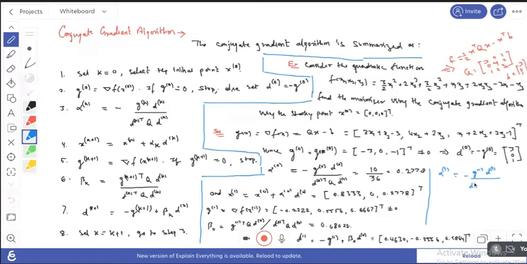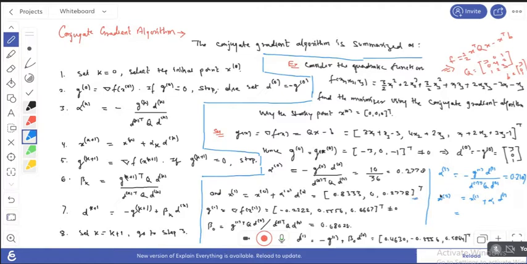It is D1 transpose Q D1. Now you have all the values, so you have to find the value 0.2187. Okay, so now you have to find the next point, that is x2. x2 is x1 plus alpha 1 times the direction d1, where your step size is alpha 1. On putting these values, x1 is already here.